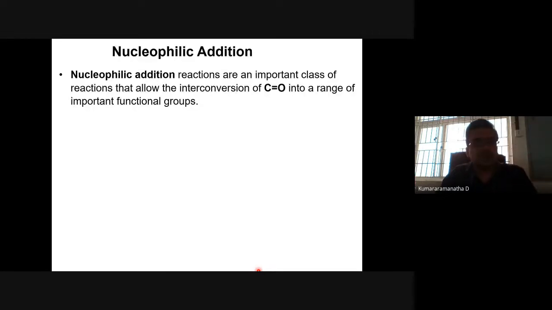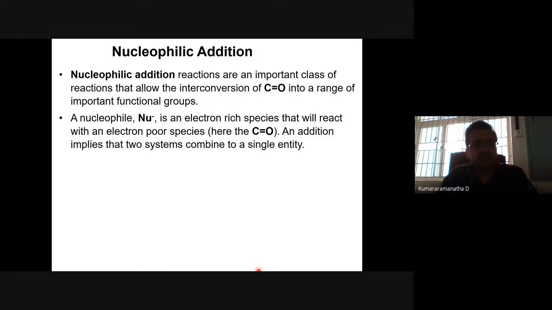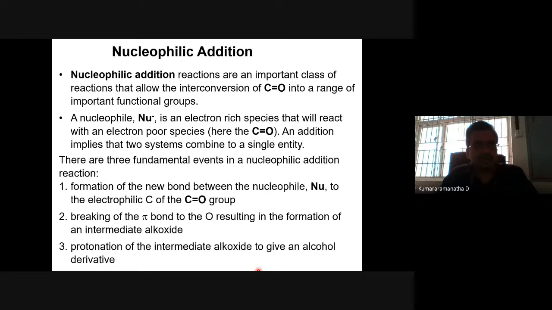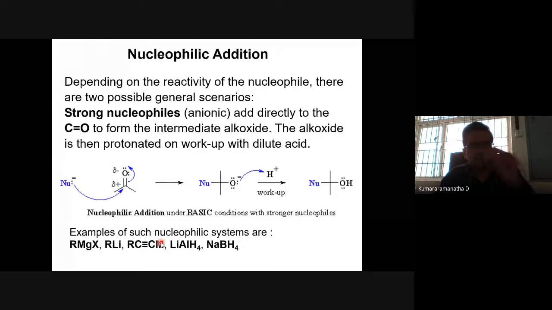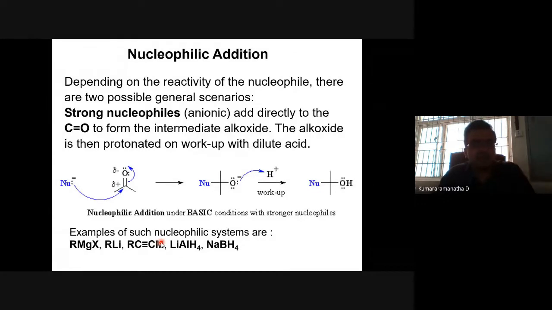We can also have addition reaction with respect to nucleophiles by a simple strategy. Here I would like to show you three things before we end the class: how a new bond is formed between the nucleophile and the electrophilic carbon of the C double bond, how you break the pi bond and then form the alkoxide, and then finally the alcohol. Just I will show you one thing and then we can stop at this stage.